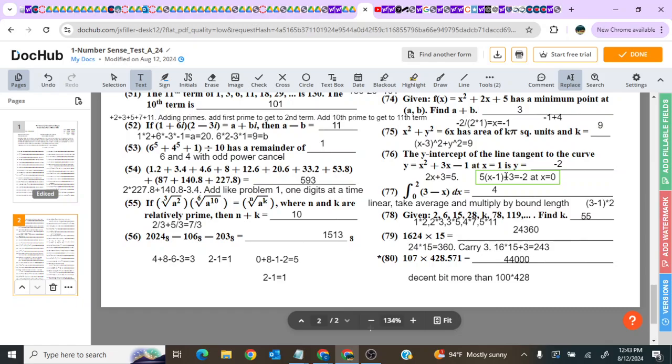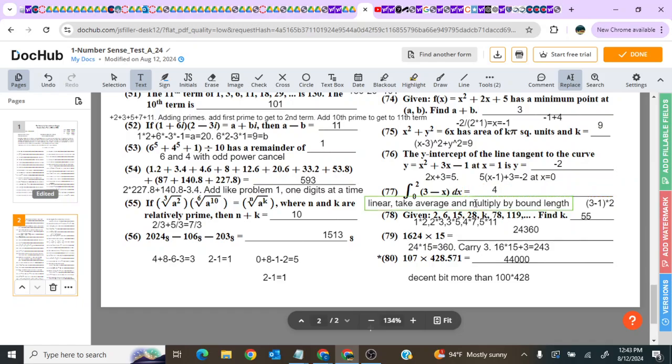77, area under a curve of a linear equation. That means you can take the average of your bounds, plug that in for x, and multiply by the length of your bounds. Well, the average of 0 and 2 is 1. Plug in 1 for x, and you get 2. Multiply it by the distance between 2 and 0, which is 2, and you get 4.